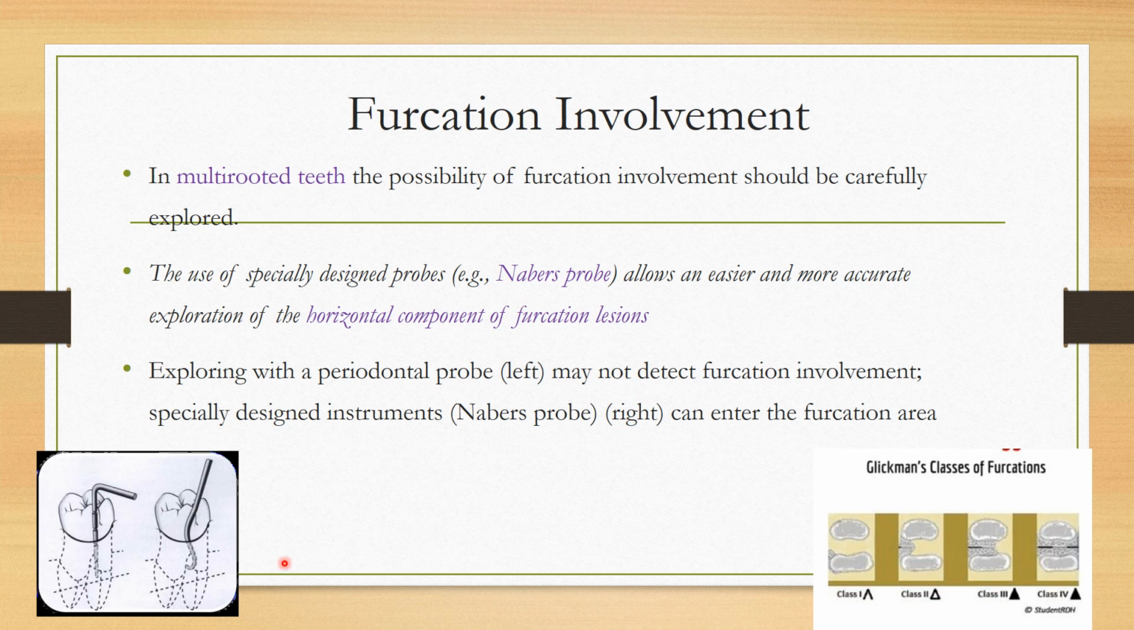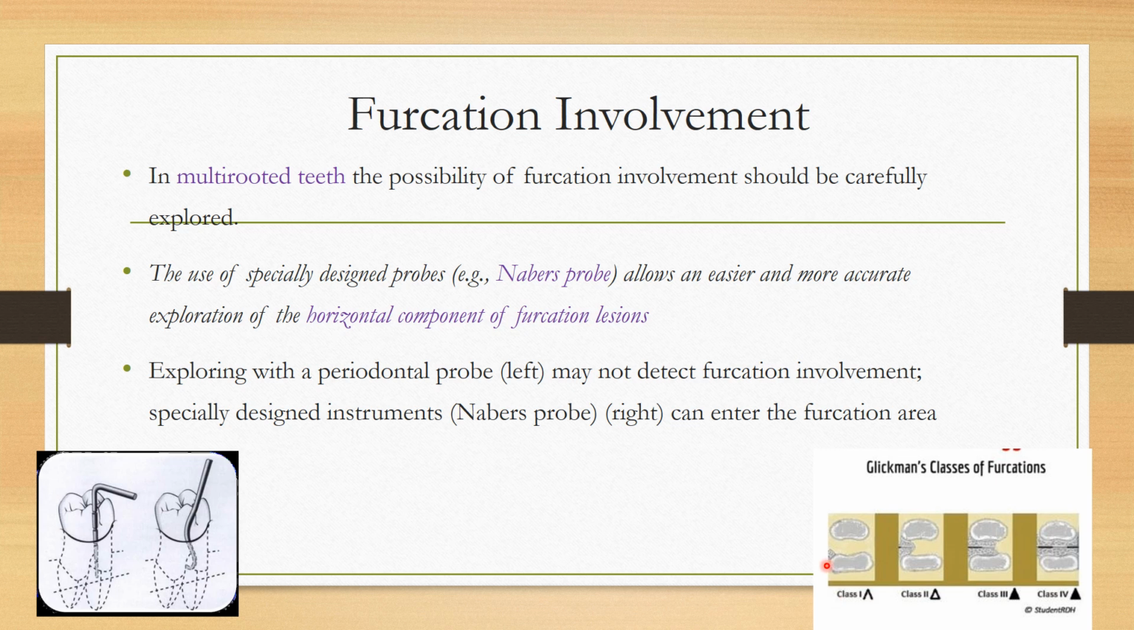You can see that one probe is being used in this picture for detecting the furcation involvement, but it may not detect it since it is straight. Whereas in the second picture it is a curved one, that is the Nabers probe, which has been used to enter the furcation area. That is why it has exposed the horizontal component. For the vertical component you can detect with the regular probe, whereas for the horizontal component you need to use the Nabers probe. Under classification we are following Glickman's grading of furcations.